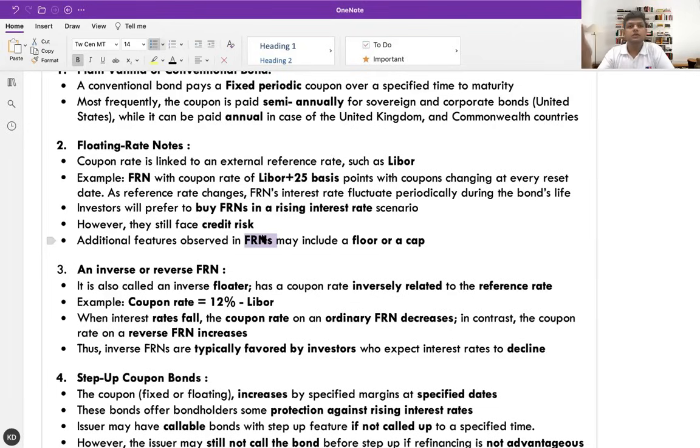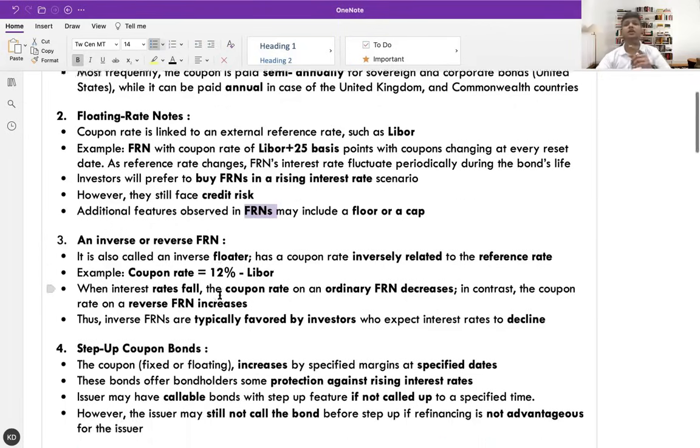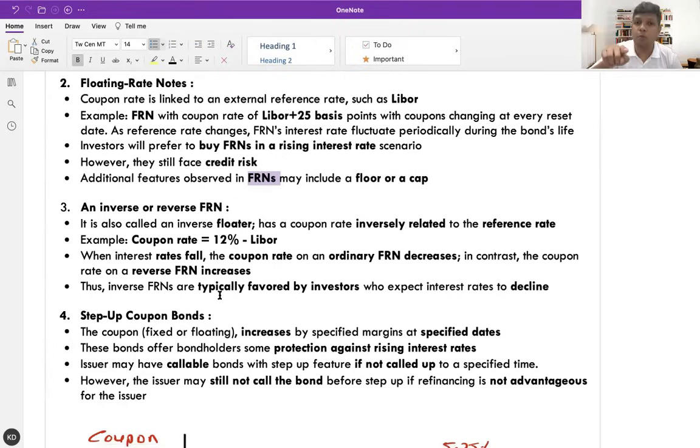If interest rates are increasing, you'll get more coupon, right? In a floating rate note. Correct? Yes. But in an inverse floater, you will get more coupon if the interest rates are going down. So any investor who wants to get protected against the fall in the interest rate may invest in an inverse floater.